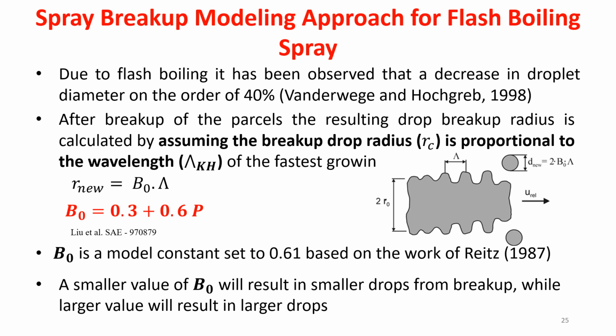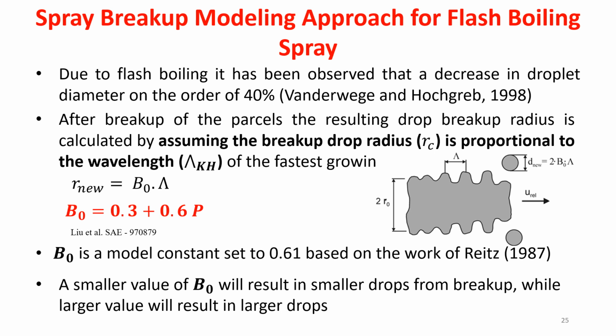Due to flashing, the child droplets have different sizes, which are much smaller than the subcooled spray child parcels. Also, from the experimental studies, it has been observed that there is a 40% reduction in droplet diameter of the flash boiling spray compared with the non-flashing spray. Generally, as shown here, r nu is equal to the constant B naught and the KH instability wavelength of sigma.